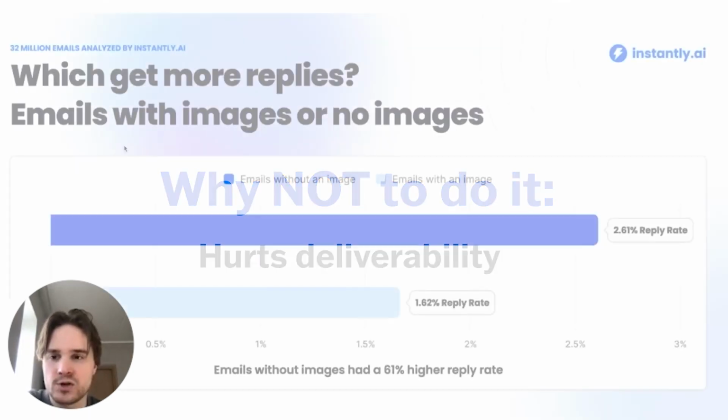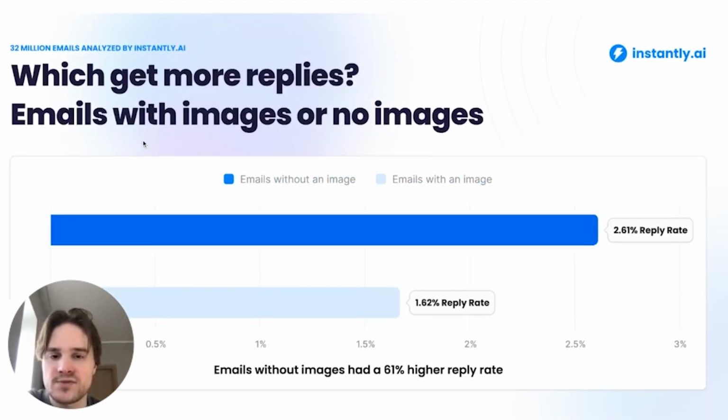So we looked at like 32 million emails sent through Instantly, and we just measured the reply rates for emails that had an image in it and emails that didn't have an image in it. And as you can see right here, emails without an image got a much higher reply rate than the emails that had an image in it. And a similar thing goes for links as well.